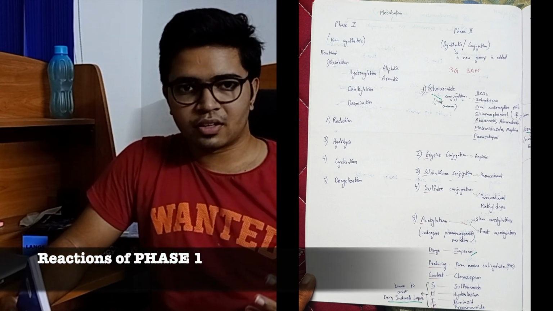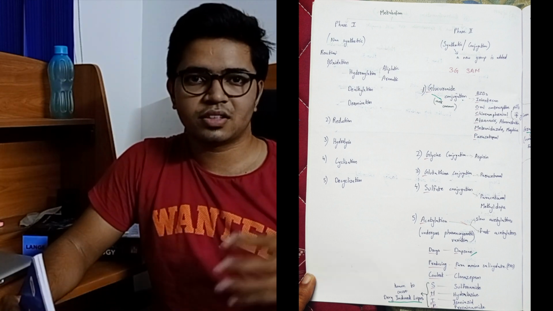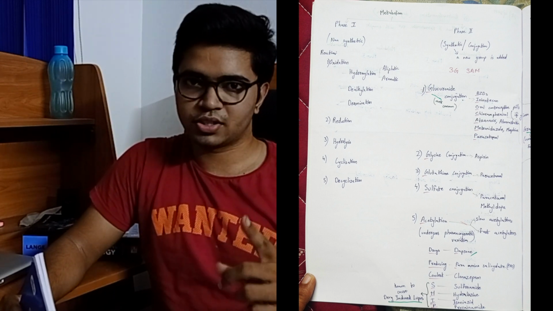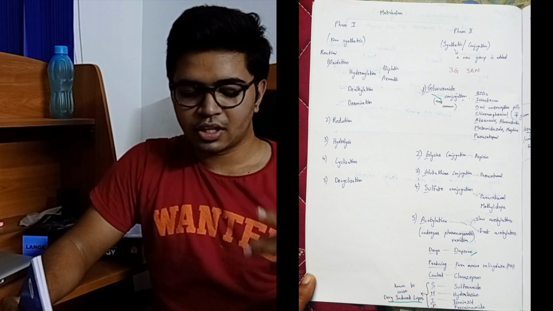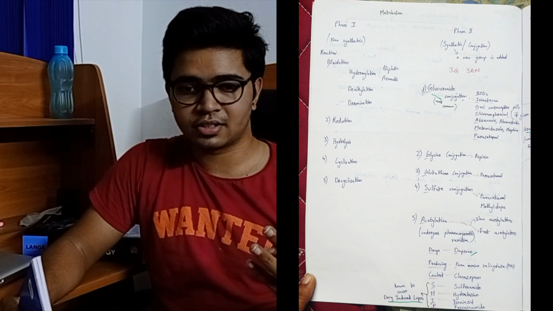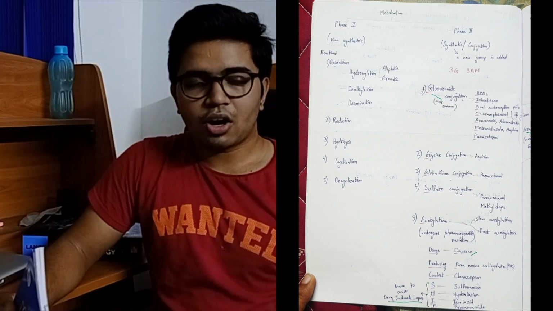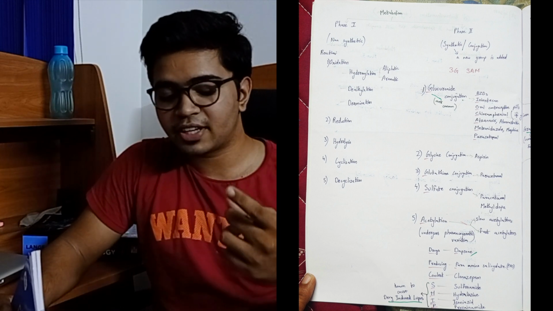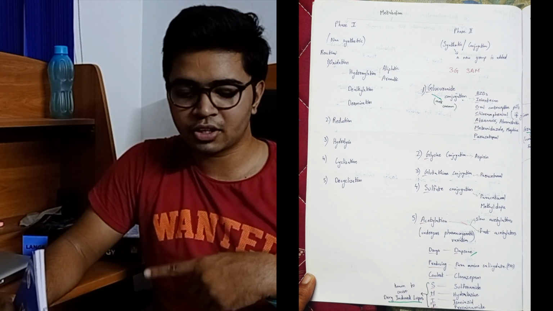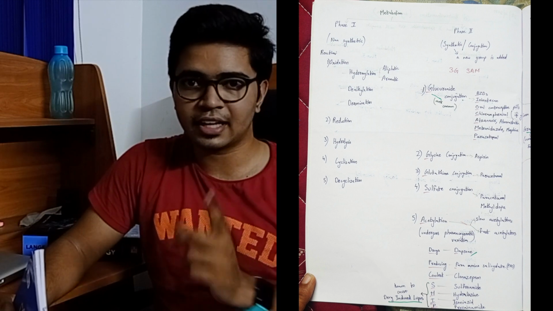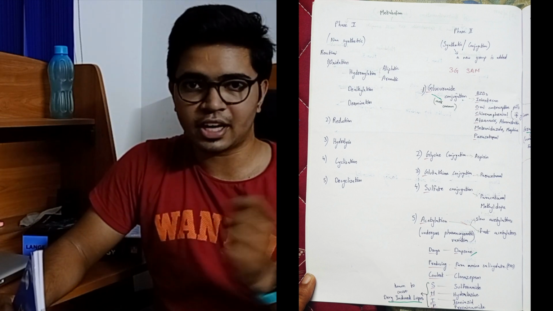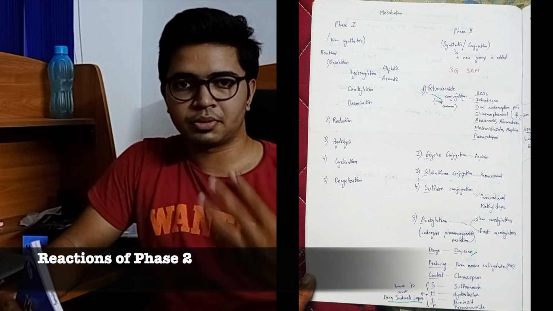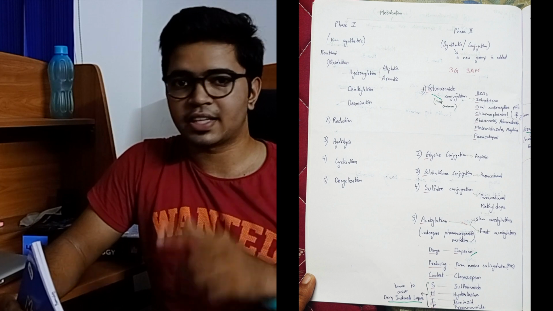So in phase 1, there are certain reactions which occur. Those are 5 in number. The 5 reactions are oxidation, reduction, hydrolysis, cyclization, and decyclization. In oxidation, there are 3 types: hydroxylation, in which there's aliphatic hydroxylation and aromatic hydroxylation, and then there's dealkylation, and then there's deamination. In phase 2 reactions, there's a simple mnemonic to remember it, that is 3G-SAM.